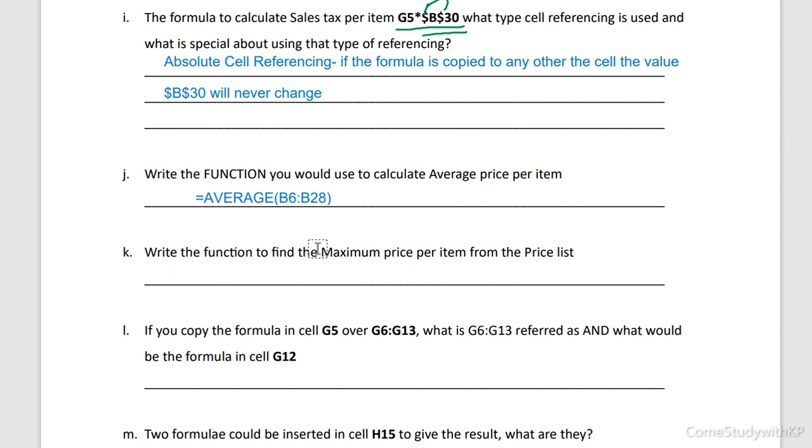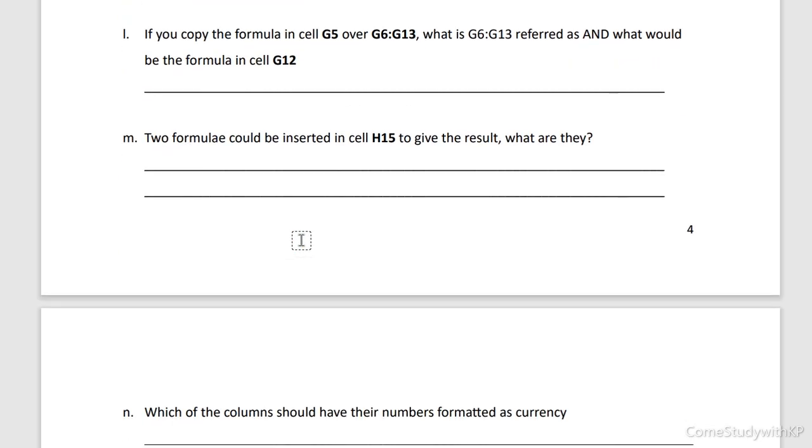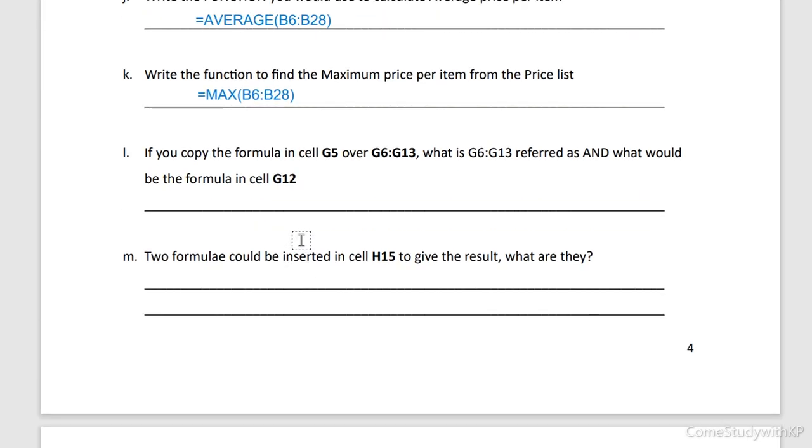That should give us the average price. Write the function to find the maximum price per item from the price list. Again, we have a maximum function, so let's use the max function. We're using the same range because we're finding the maximum price from the price list. So the range would still be B6 to B28. And that should give us the maximum price per item. Following so far, right? We're almost there. We have just a couple more questions left.